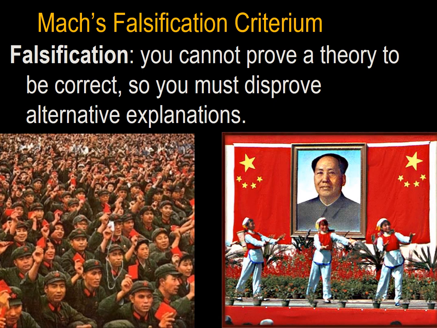So there are two principles of falsificationism. The first is the falsification criterion. Under falsification, you cannot prove a theory to be correct, but you can disprove it. So you would set up your hypothesis with indicators, and then you look at the case and see if that hypothesis's assertions about the effect of the independent variable on the dependent variable are present or not. And if they're not present, then it's falsified.